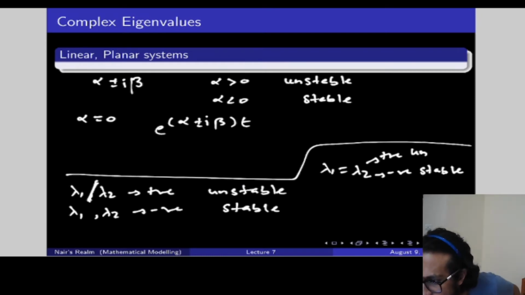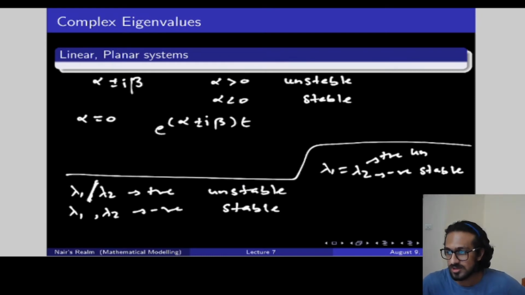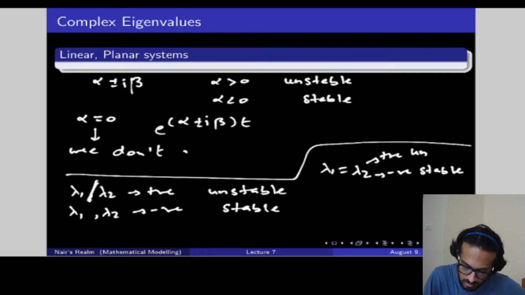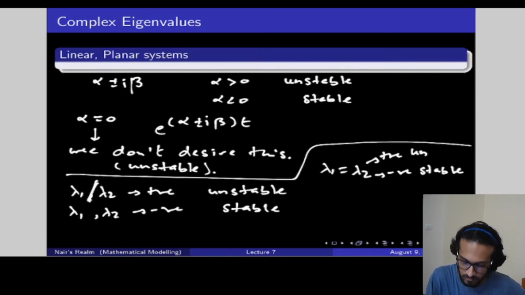So we don't usually use stable for this case. It is not desirable. We don't desire this in general. So you could think of it as an unstable system, but I just wanted to explain this complex eigenvalues case a bit more as to what this alpha actually represents. Now we will come back to this once we start using these concepts in the models that we discussed, because like I said, most of the models that we've discussed and most of the models in real life scenarios end up having complex eigenvalues. Cool.